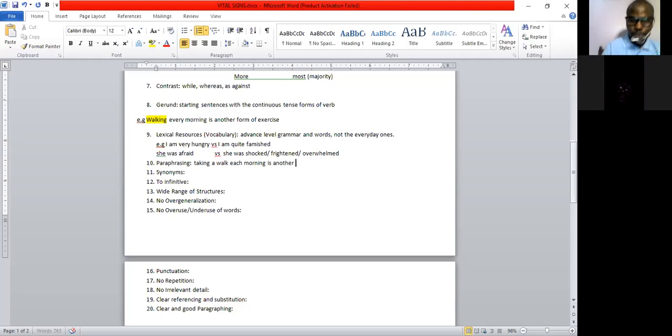Exactly. Another type of physical fitness routine. Okay, taking a walk each morning is another type of physical fitness routine. Physical fitness, okay, fitness. Now, so this is it.